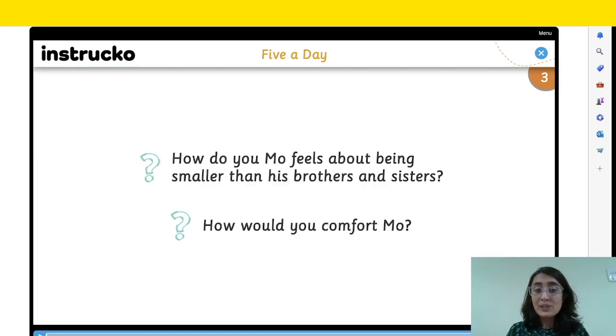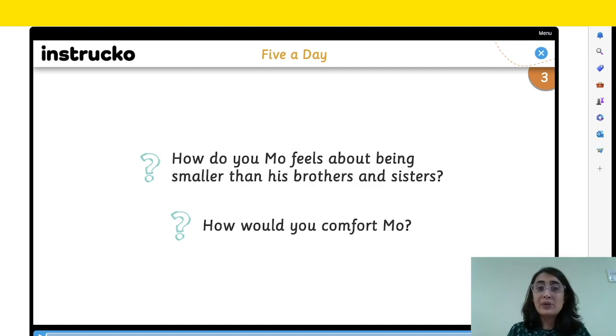So, now tell me, how do you think Mo feels about being smaller than his brothers and sisters? See, everyone around him is big and tall. Only Mo is small. So obviously, Mo feels very sad about it, because Mo also wants to be big and strong like his brothers and sisters, right? Now, tell me, how can we comfort Mo? What should we say to Mo so that he does not feel so bad?